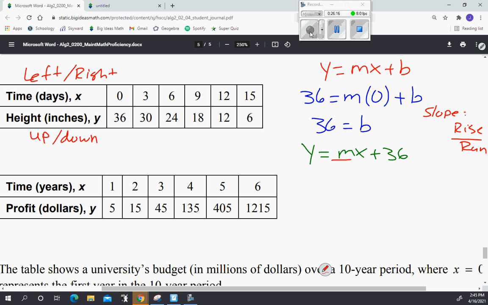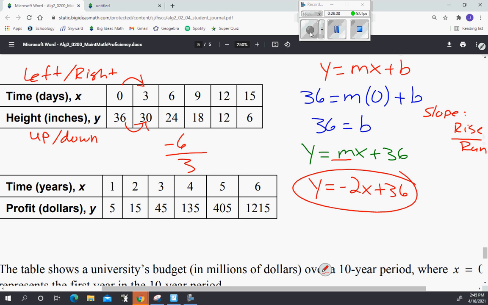I'm going how far? From 36 to 30, am I going up or down? I'm going down. I'm going down 6. So it's going to be -6. Then I'm going over how many? 3. -6 over 3, simplified, is -2. Lines are way easier than quadratics. Okay? And then last table is nothing. We already established that. So that is it for 2.4.